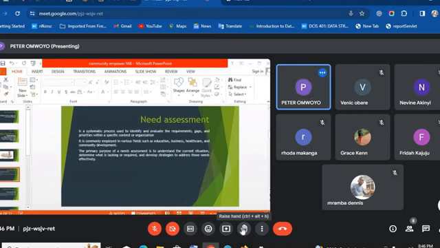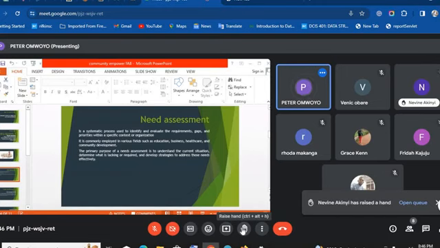So we are going to start by defining needs assessment. I would like one of us to tell us what you understand by needs assessment. Yes, Nevin? According to me, needs assessment is the process for determining the gap between the current and the desired outcome. Yes, that's true. Through needs assessment, we can see where we are and where we desire to be.